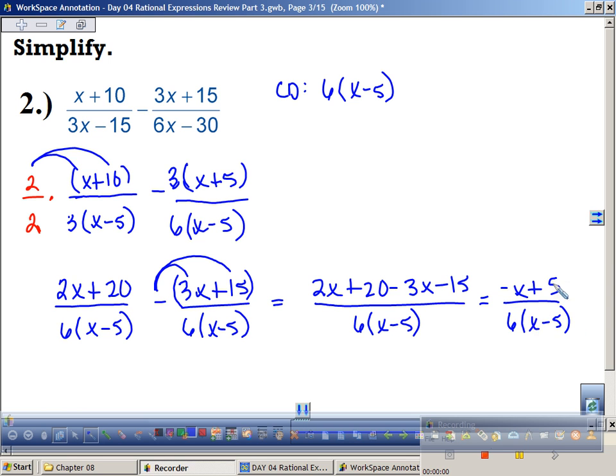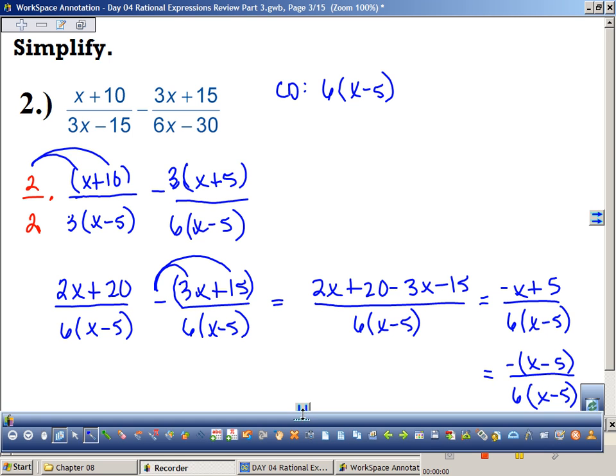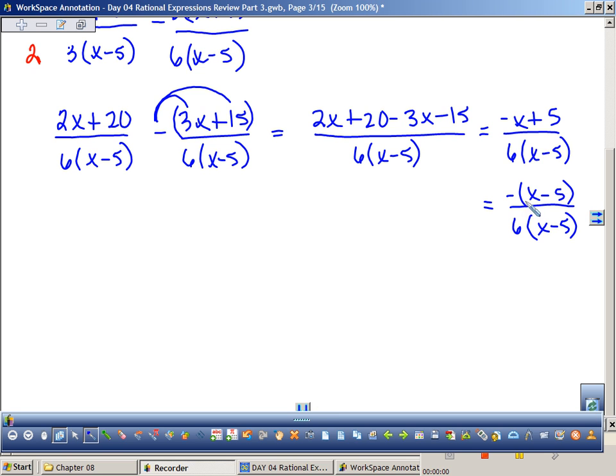Negative x, x. Positive 5, negative 5. If both of the numbers, or I should say terms, if both terms are opposite, you can pull a negative out. So let's do that. If I pull a negative out, I get positive x minus 5. See how they match now? So that only works if they're both opposite. So these cancel, and we're left with negative 1/6.